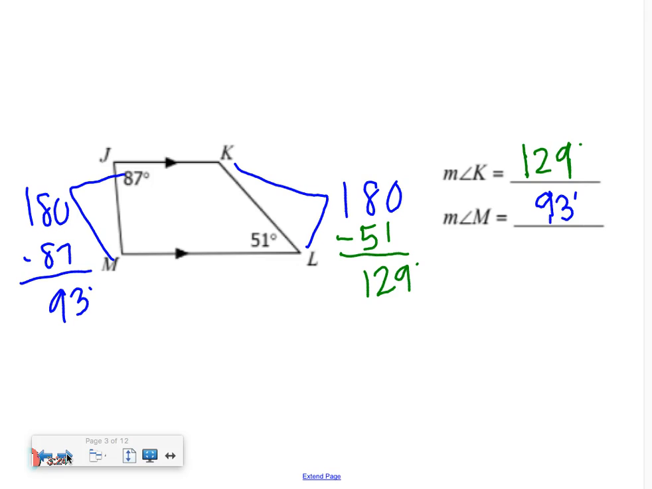What kind of angles are these? They're supplementary, but remember from chapter 3, they had special names, like alternate interior. Anyone know? Consecutive interior. Consecutive interior, good job. Yep, that's why they're supplementary, because they're between two parallel lines.